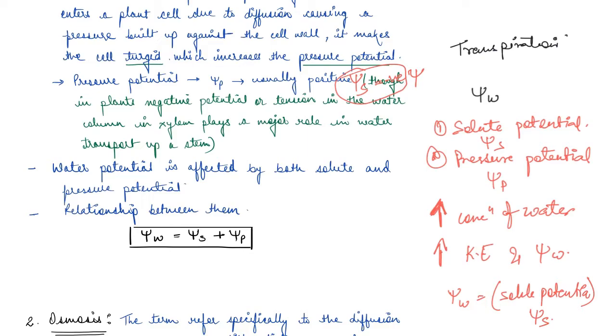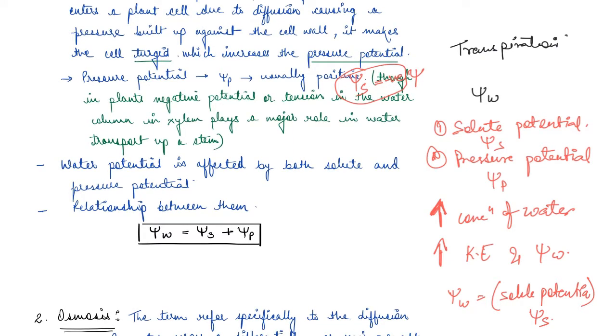So basically, water potential is affected by both solute potential as well as pressure potential. And what is the relationship between them? Your water potential will be equal to solute potential plus pressure potential. You'll have to remember this, right?